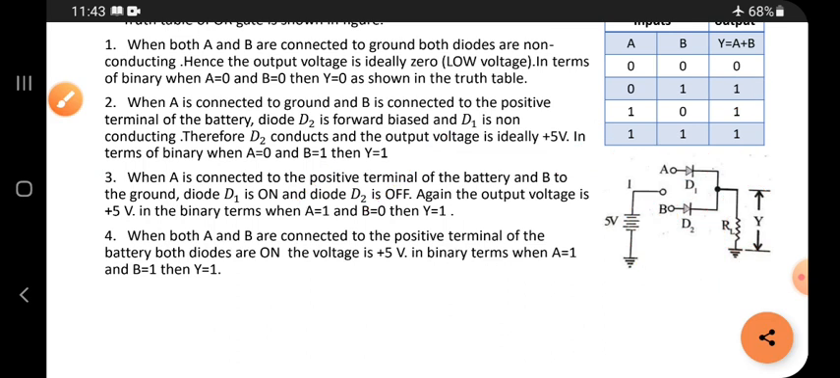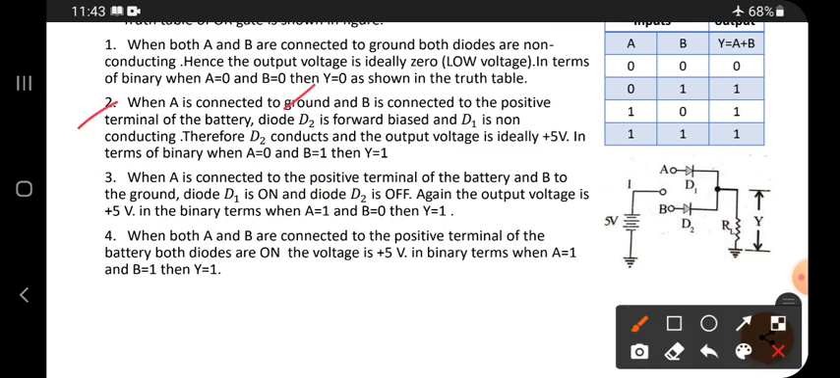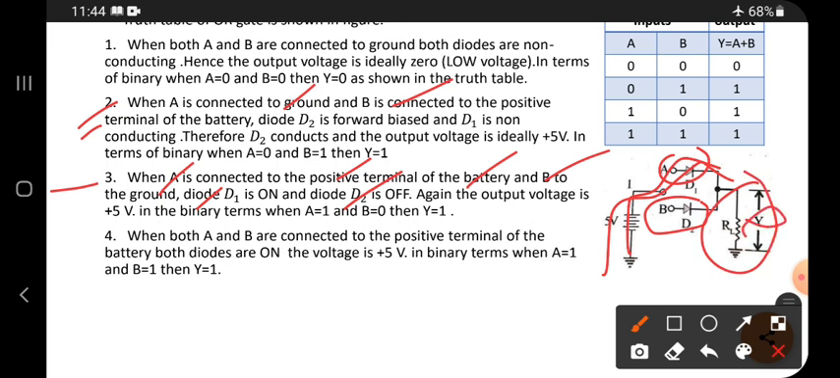I didn't explain this point. When A is connected to the positive terminal of the battery and B is connected to the ground, diode D1 is on, diode D2 is off. So D2 is off, D1 is on. Then current flows in this direction, then voltage drops across here. It shows output high. High means output 1. In terms of binary, the voltage across is 5 volts. When A is equal to 1, B is equal to 0, then Y is equal to 1.